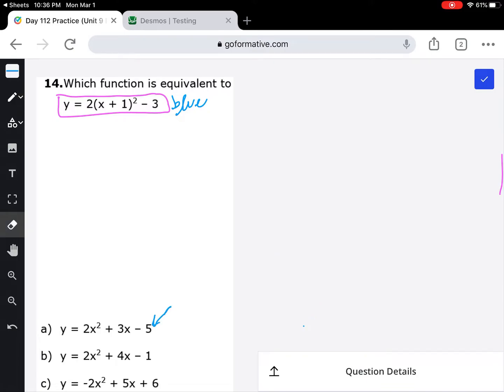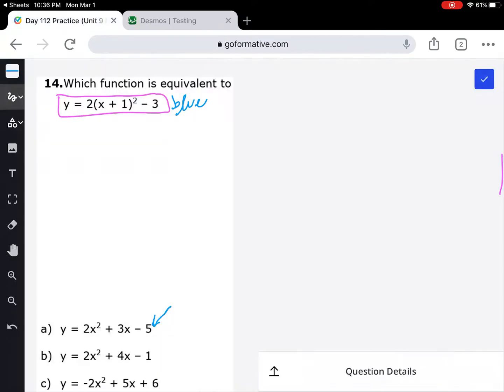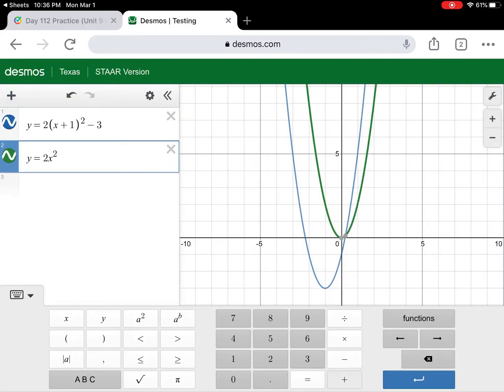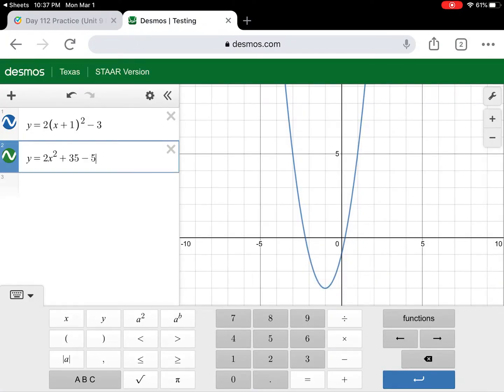So I'm going to try the next one. I'm going to plug this in. Keep the original one, type the new one. y equals 2x squared plus 3x minus 5. It would help if I wrote it correctly.